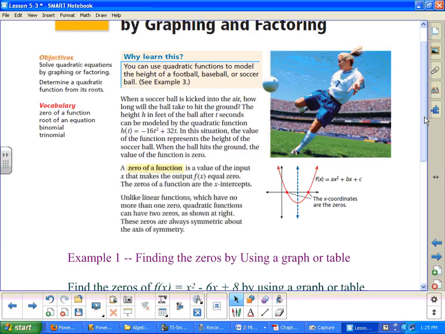One of the things that we're looking for when we're solving equations for quadratic functions is the zero of a function. That's the values of x that make the answer equal to 0, or we could think of it as the x coordinates where it crosses the x-axis, so where the y value is equal to 0. Unlike linear functions, which have only one zero, quadratic functions could have 2 zeros, or 1 zero, or none, depending on the situation.